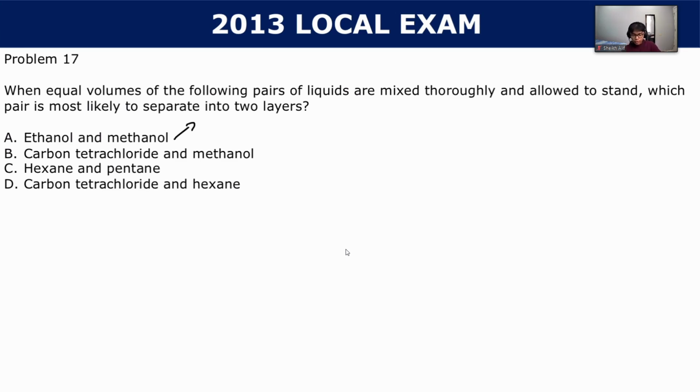And so which one of these are going to have two different types? Ethanol and methanol, these are both polar, and so they are going to dissolve. So it can't be A. Carbon tetrachloride and methanol. Carbon tetrachloride is nonpolar and methanol is going to be polar, and so yeah, these are going to separate into two layers. But let's take a look at the other ones. Hexane and pentane are both nonpolar, and so they are going to dissolve each other. And then same thing with carbon tetrachloride and hexane. These are both nonpolar, and so they are going to dissolve each other. Therefore, only B makes sense, and therefore B is the right answer.